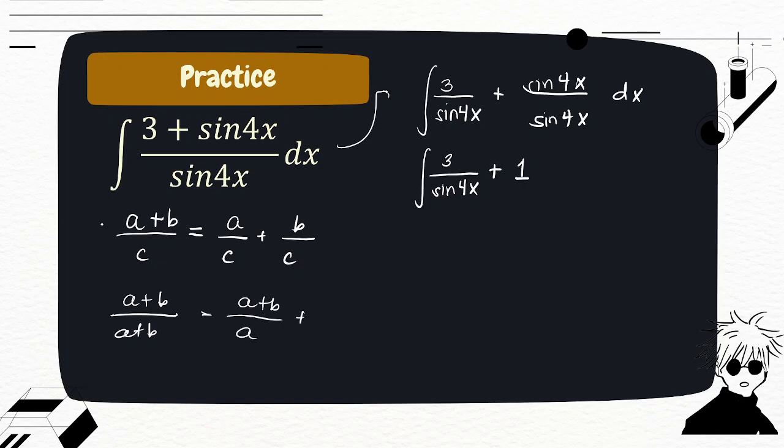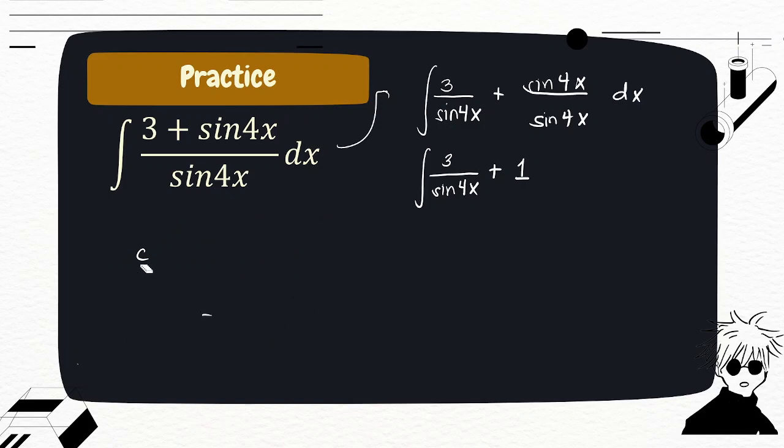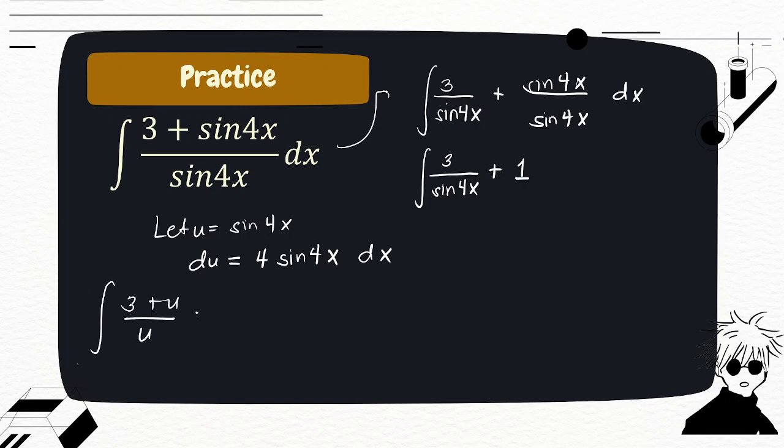Now, what are we going to do if we cannot simplify that one? Then, we are going to let something that can be used for us to simplify this function. Now, try natin mag-let ng u. Let u be equal to sine 4x. What's the derivative of that one? Ang derivative ay 4 cosine 4x dx. Now, yung simplified form nito ay 3 plus u over u times dx. Tama? So, si du, pwede na natin siyang palitan ng 4 cosine 4x dx.